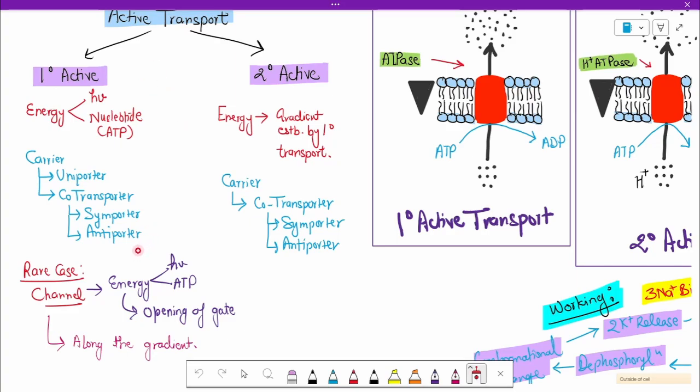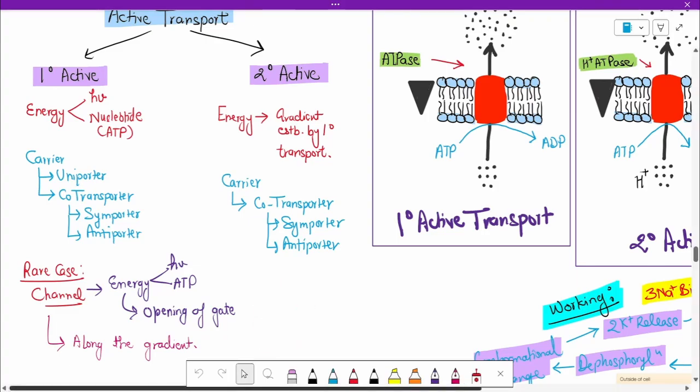There are some rare cases where channels can also be used in active transport, whereas in the video on passive transport I described channels as passive transporters. When channels are used as active transporters, they transport along the gradient. This goes against the principle of active transport, but we still count this process as active transport because energy is being utilized, and this energy is used to open the gate of the channel.